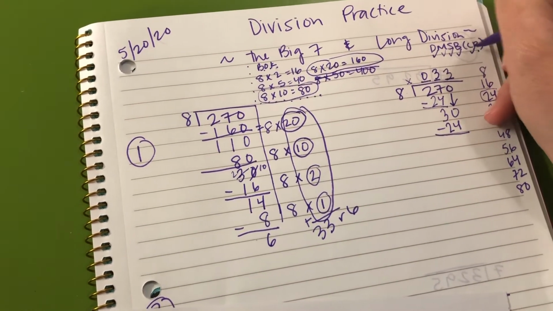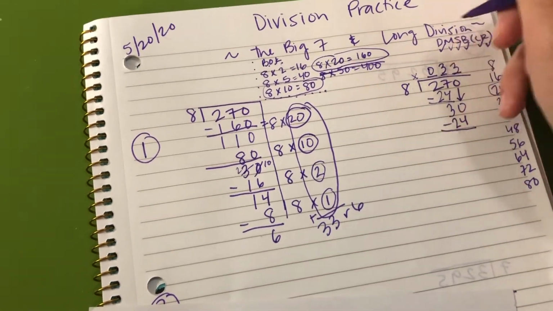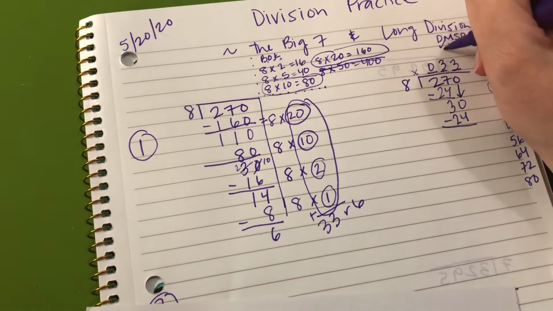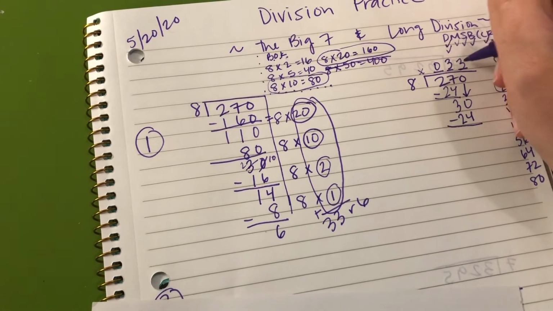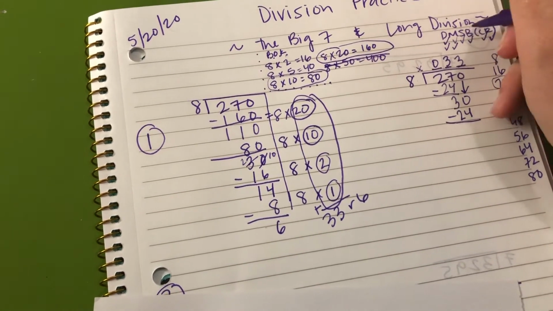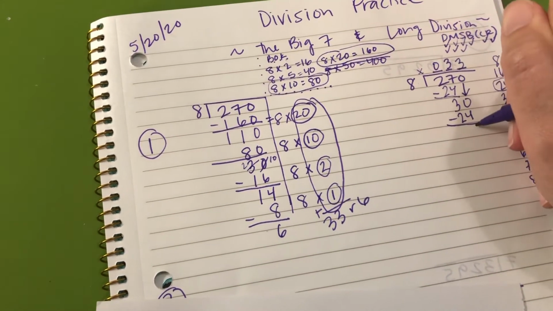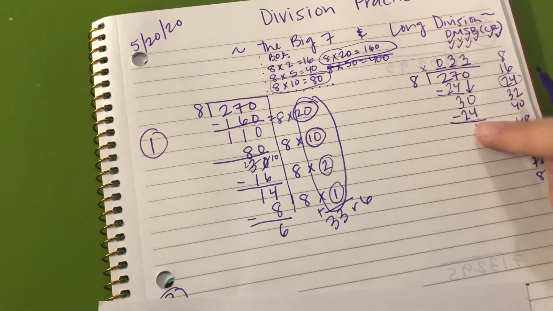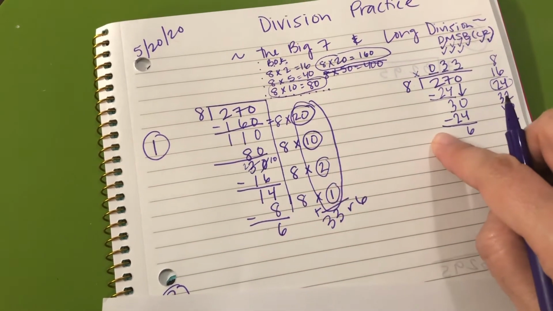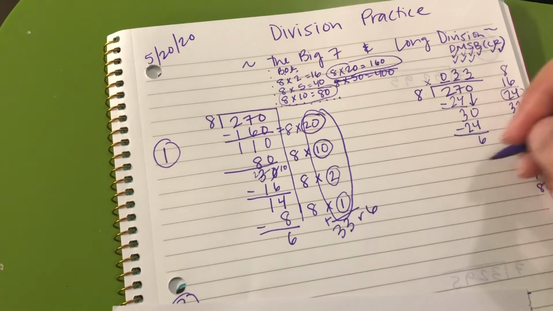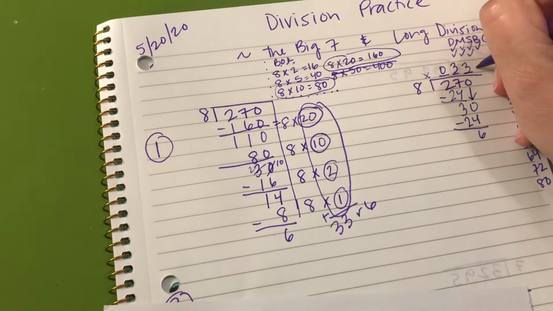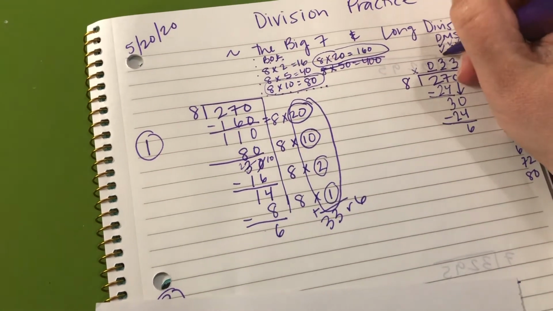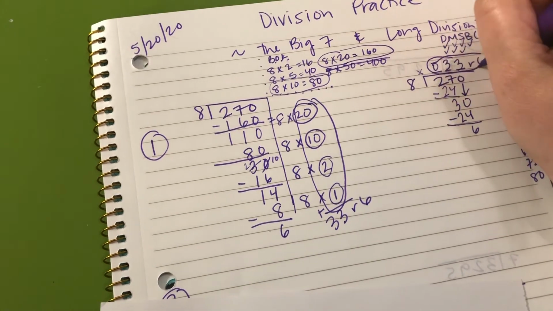Bring down and then restart. I did that. Okay, so it's time to divide again. And then we multiply 3. There we go. Then we subtract and we get 6. And sure enough, it matches what we have here. Can we make any more groups of 8? We cannot. So we leave that as a remainder.